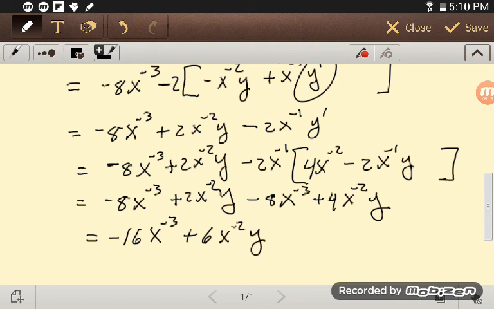So there is my second derivative for exercise 46. And I think that's all. Yeah, we were just supposed to find that second derivative.